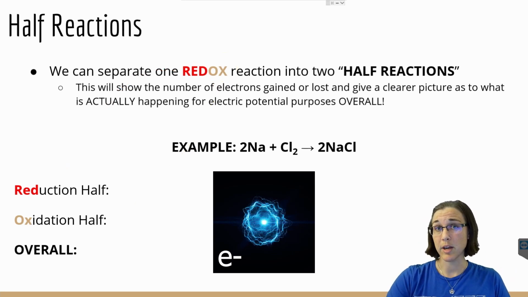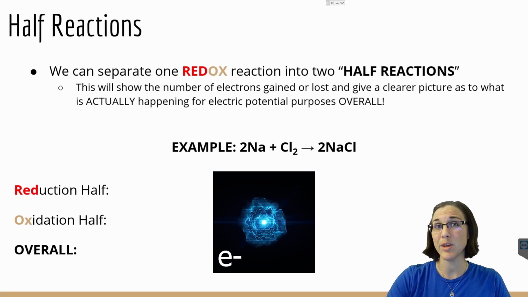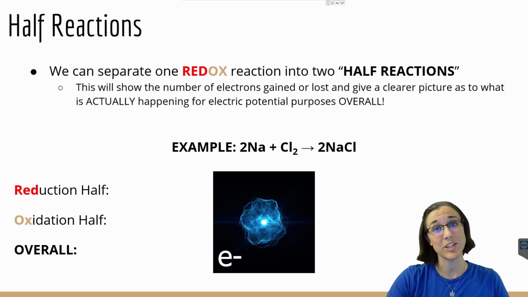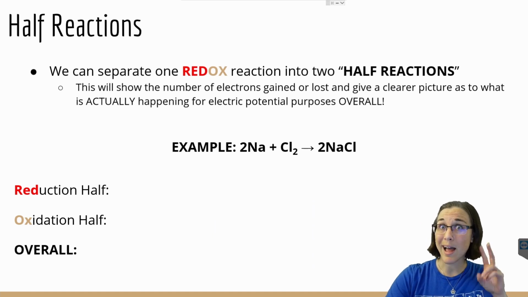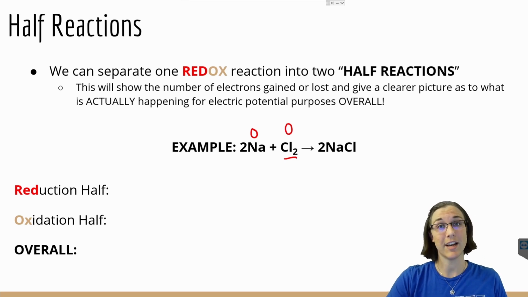In order to determine which chemical gains or loses electrons, we need to write in something called the oxidation state, or the oxidation number. Any atom that's by itself or in its standard state receives an oxidation number of 0, as sodium would in this case. And chlorine, a diatomic molecule, is going to also receive a 0 oxidation state, as does any other diatomic molecule.